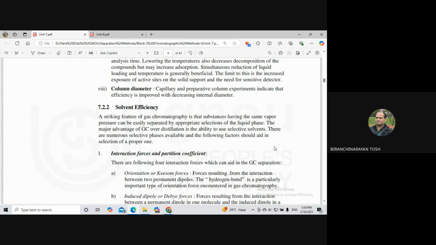Then with column efficiency, we move next to the solvent efficiency. So it is a striking picture in gas chromatography that substances having the same vapor pressure can be easily separated by appropriate selection of the liquid phase. The major advantage of gas chromatography over distillation is the ability to use selective solvents. There are numerous selective phases available, and the following factors should be considered for the selection of a proper one.